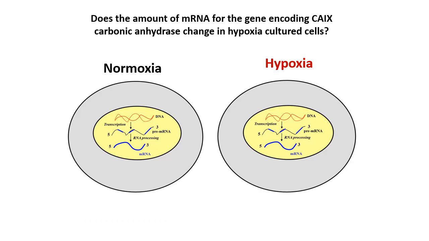And now let's apply our knowledge into practice. We have the question: does the amount of the mRNA for the gene encoding carbonic anhydrase 9 change in hypoxic condition? When the cells are cultured in hypoxic condition, of course they produce lactate and the pH drops, and as a consequence they need to cope with this dropping pH, and the enzyme carbonic anhydrase 9 helps them to manage with this low pH, being the consequence of deprived oxygen environment.